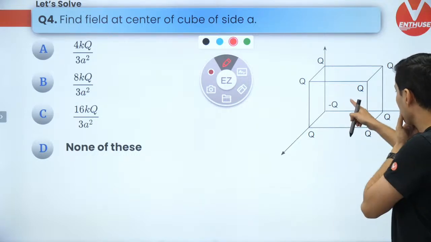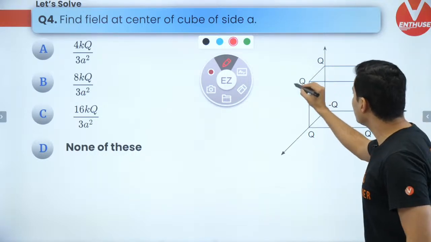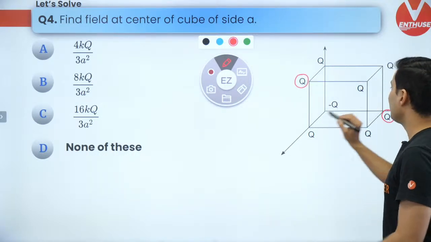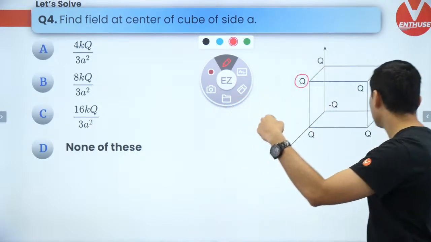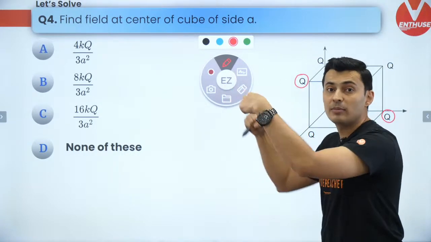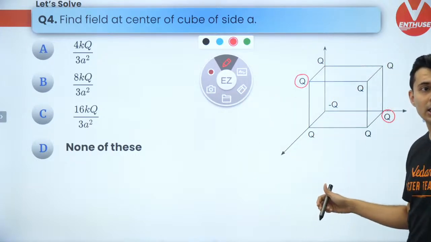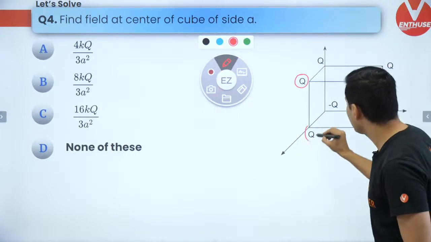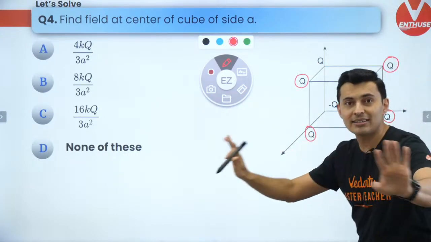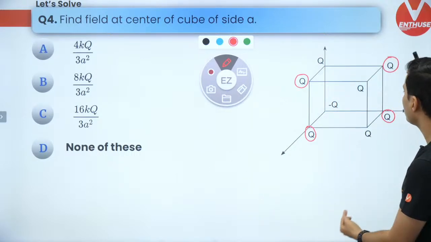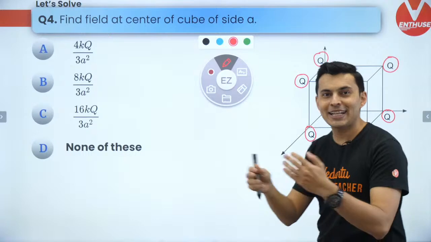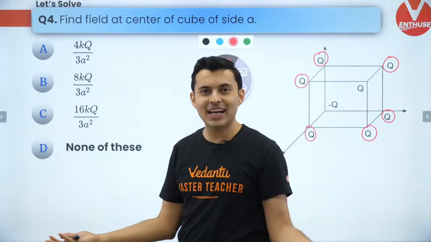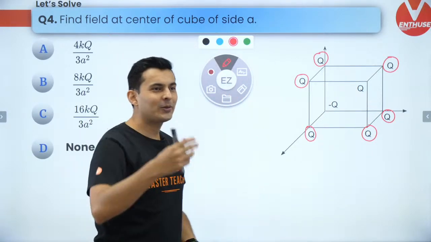So here it goes. See guys, this charge and this charge at the center will cancel their fields. Do you see that? This charge and this charge are diagonally opposite, so their fields will be opposite. They will cancel. And then this charge and this charge will also cancel their fields, diagonally opposite. And these charges will also cancel their fields.